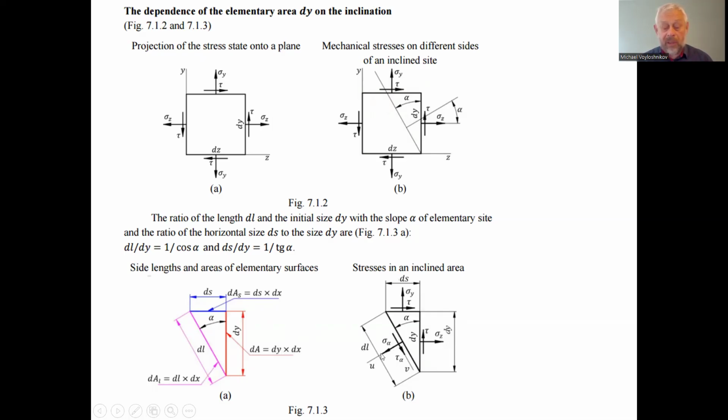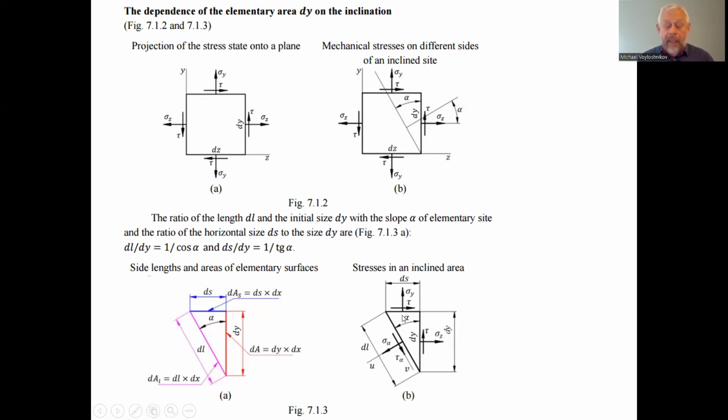We have the normal stress sigma alpha applied to this small inclined side, and the tau alpha. And we have tau as well, because we got it from the beginning. It is equal to tau due to the law of pairing of tangential stresses. The normal stress sigma y, and the length ds, and the area of the upper face is equal to ds by dx.